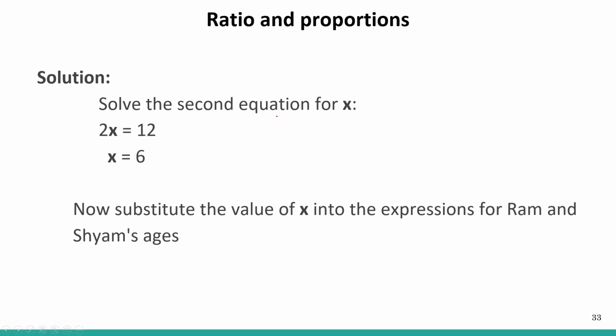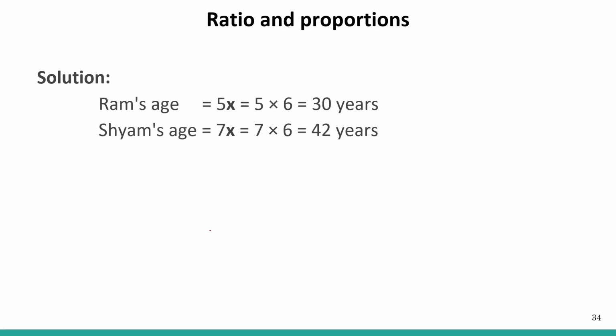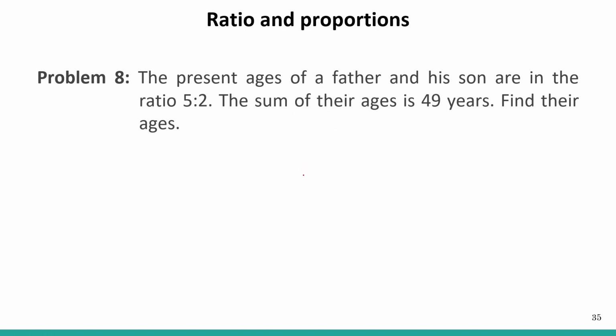So solve the second equation for x. So x becomes 6. Now substituting the value of x into the expressions for Ram and Shyam's ages, we are left with 5x is equal to 30 years and 7x is equal to 42 years. So these are the ages of Ram and Shyam respectively.